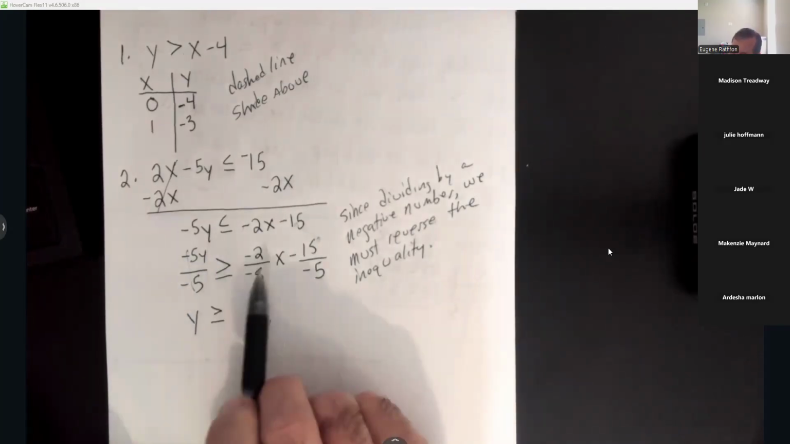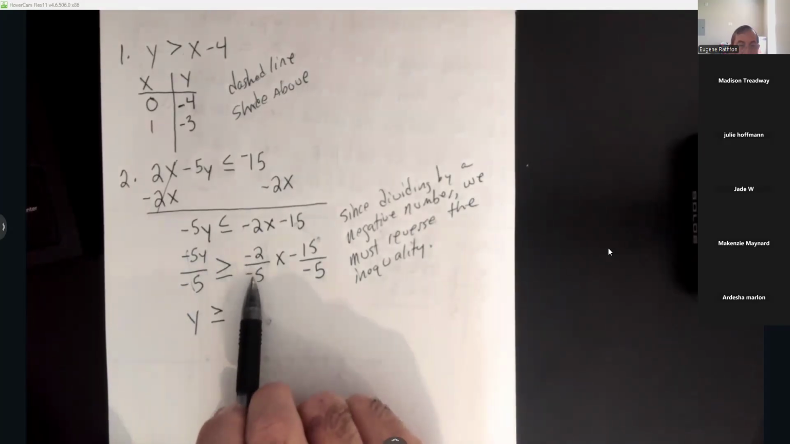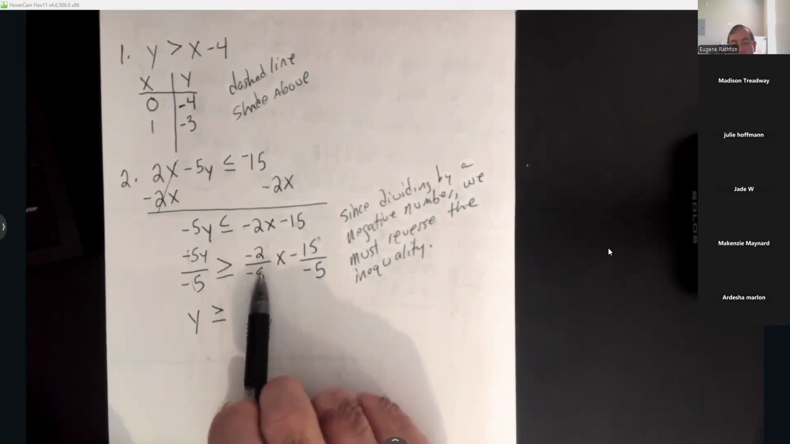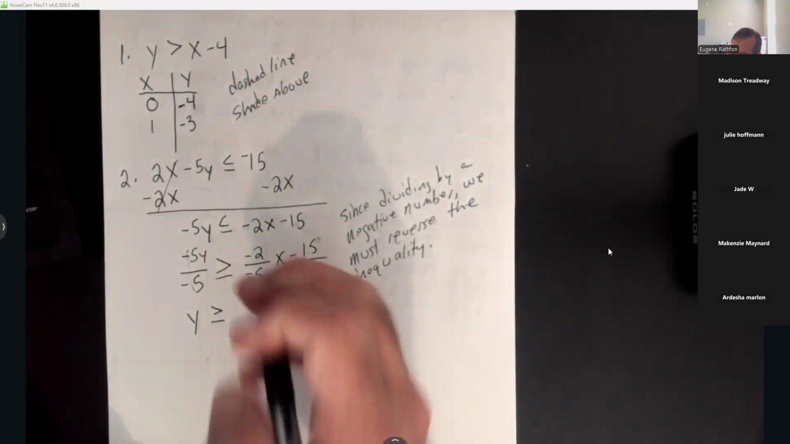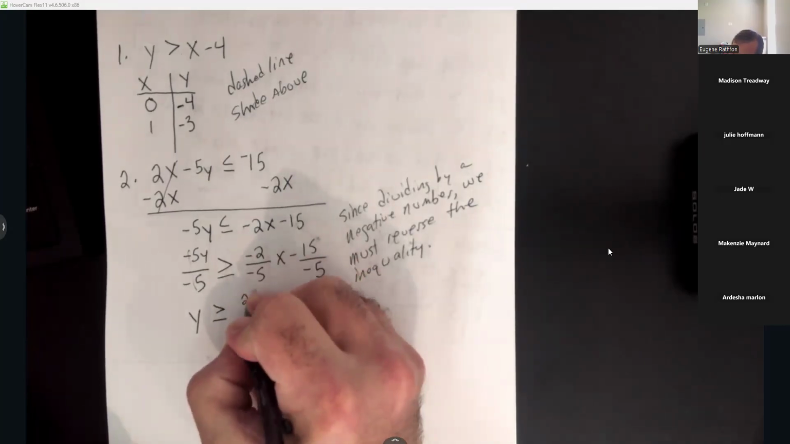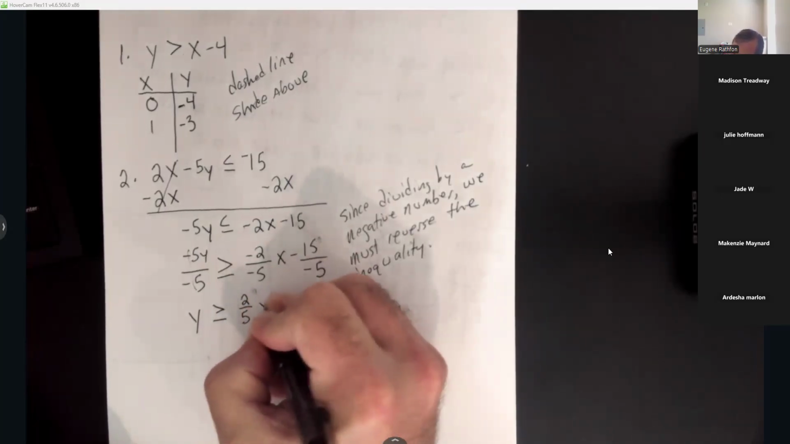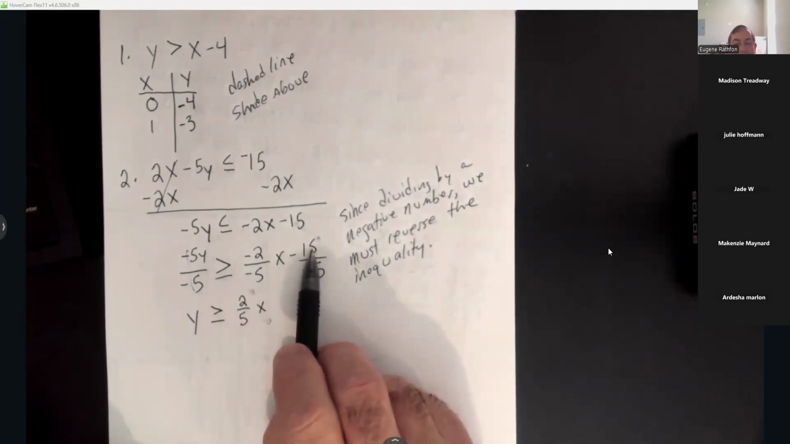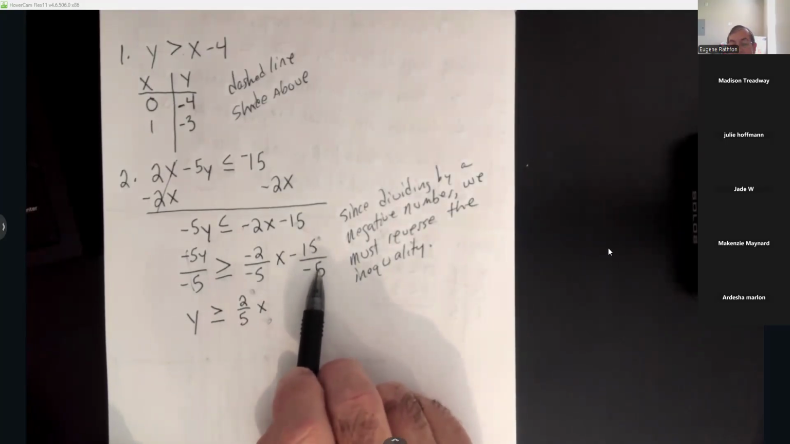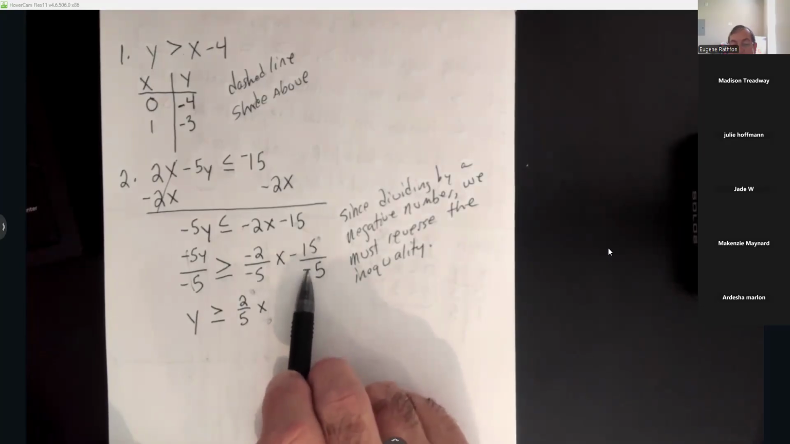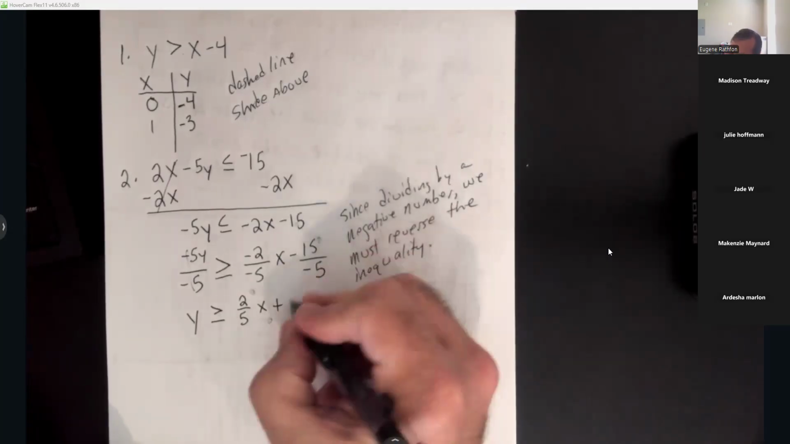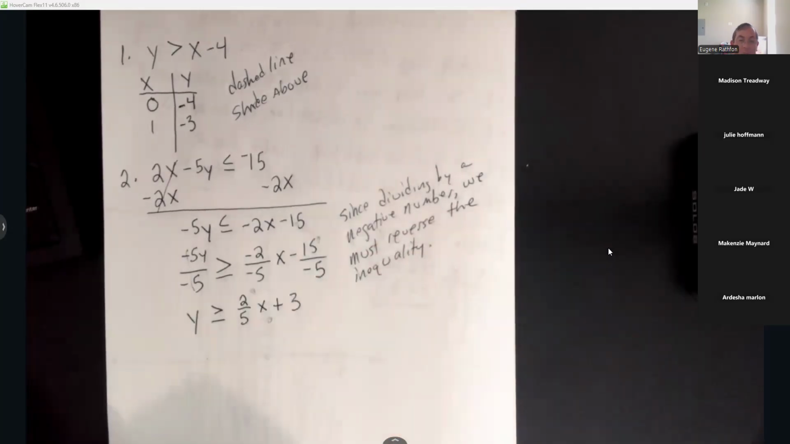All right, so let's see one here. A negative 2 over negative 5. Well, a negative divided by a negative makes that a positive. And y'all, I can't do nothing with that 2/5. So that's going to stay 2 over 5x. But right here, you got this negative 15 divided by negative 5. So negative divided by negative will make that a positive. And then 15 divided by 5 gives me a 3.